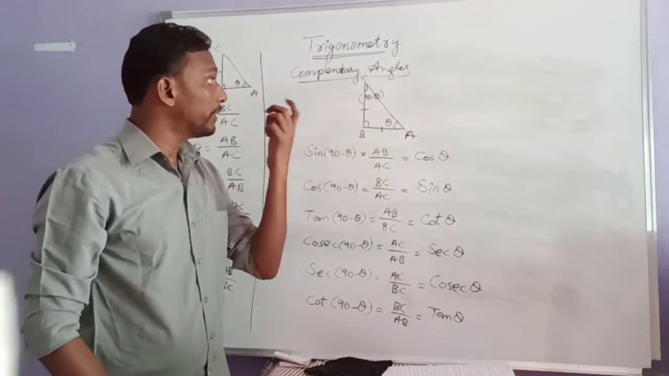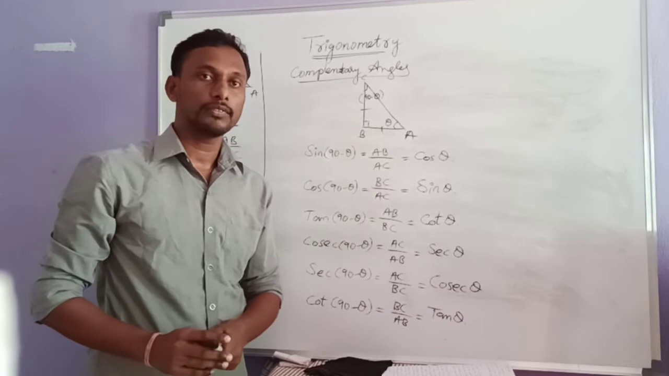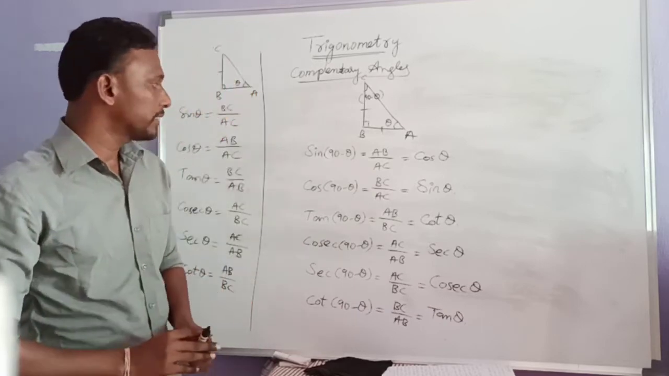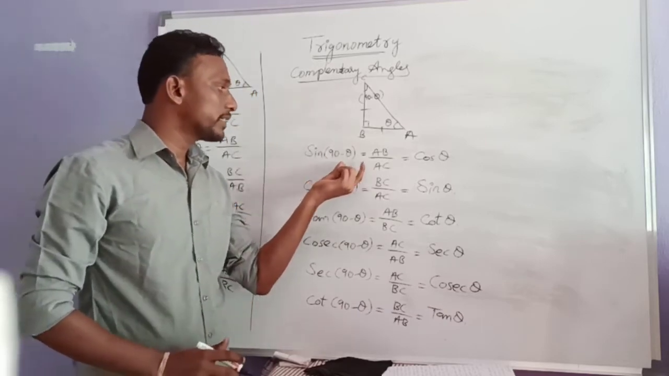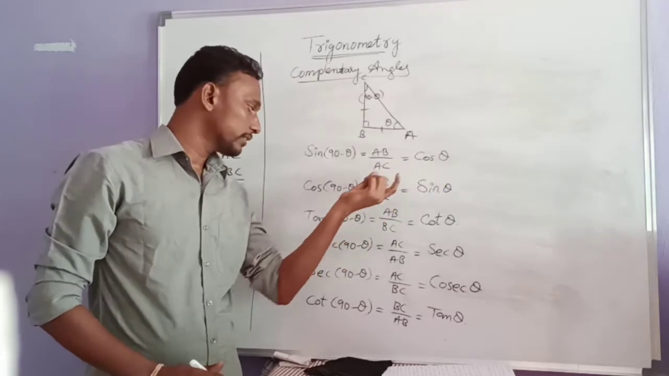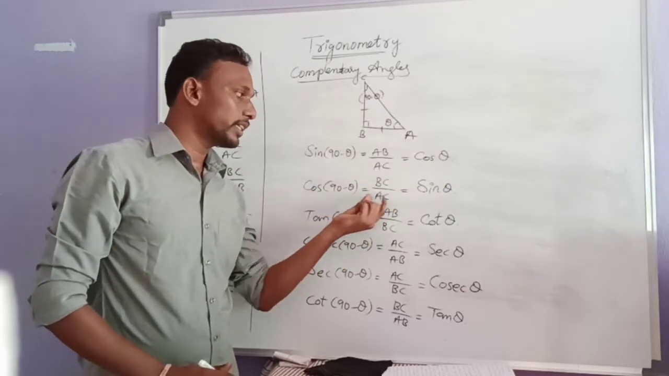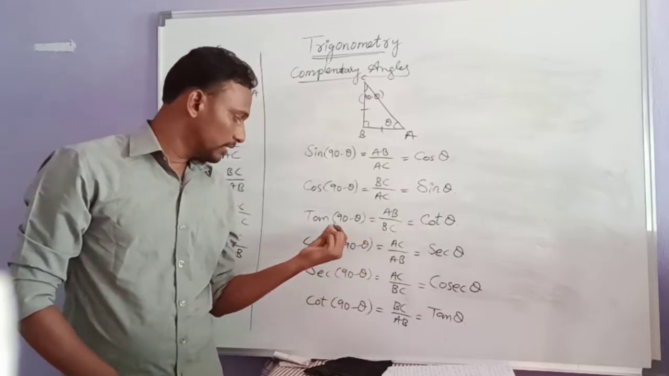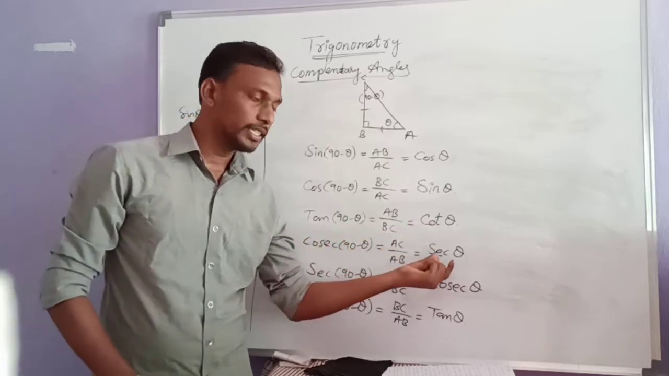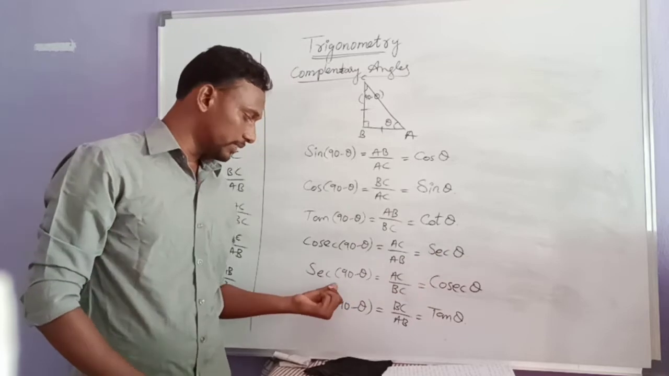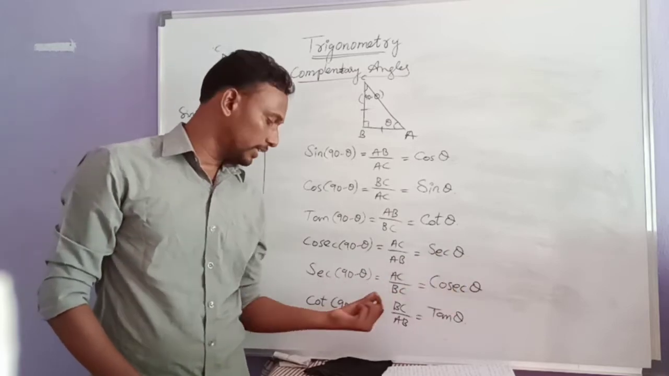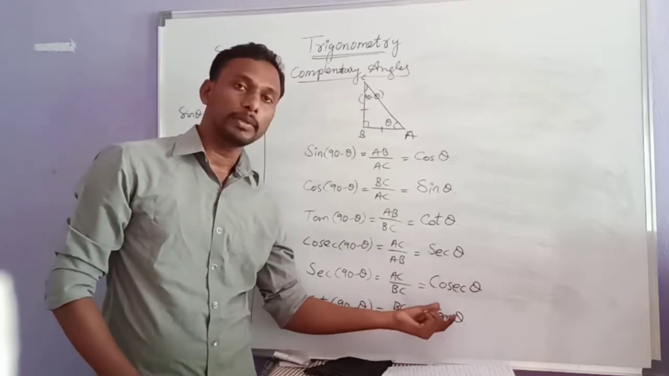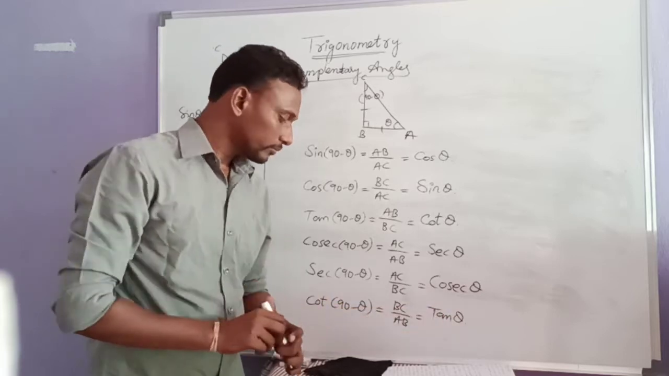So this is the complementary angles relation for the trigonometric ratios, right? So sin 90 minus theta will be cos theta, cos 90 minus theta will be sin theta, tan 90 minus theta will be cot theta, cosec 90 minus theta will be sec theta, sec 90 minus theta will be cosec theta, and cot 90 minus theta will be tan theta.